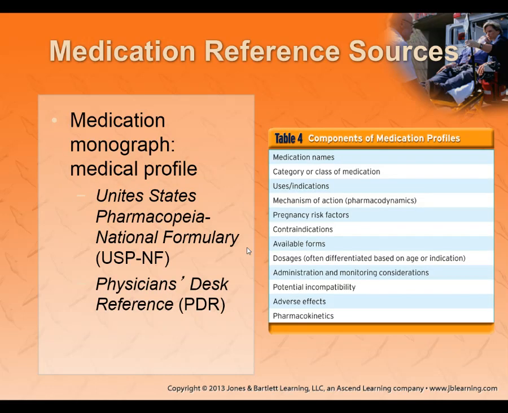Okay, so the medication monograph, or the medication profile. It's going to give you a lot of information. It's something that is in the USP, and a PDR has all of this on it. It's also in an insert in every medication box, and it talks about the medication names, the generic and the brand name. It talks about the classification or category of the medication. Is it an antibiotic? Is it a narcotic? Is it a Schedule II drug?